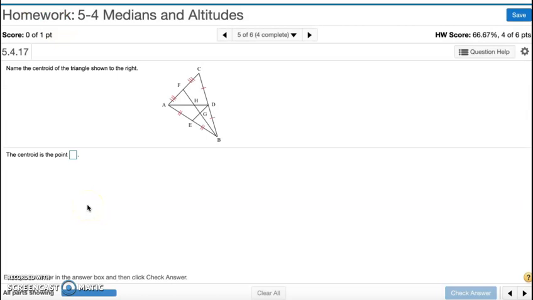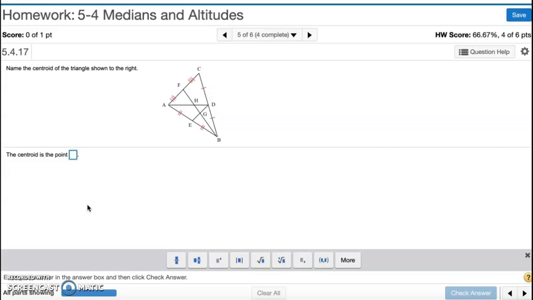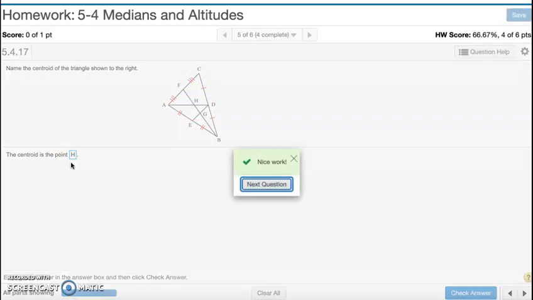Number 5, name the centroid of the triangle shown to the right. Remember, the centroid is the intersection point of the medians, and the median goes from a vertex to the side across from it, cutting it in half. So from B over to F, that's one median. From A over to D is another, so H is going to be the centroid. And that's number 5.